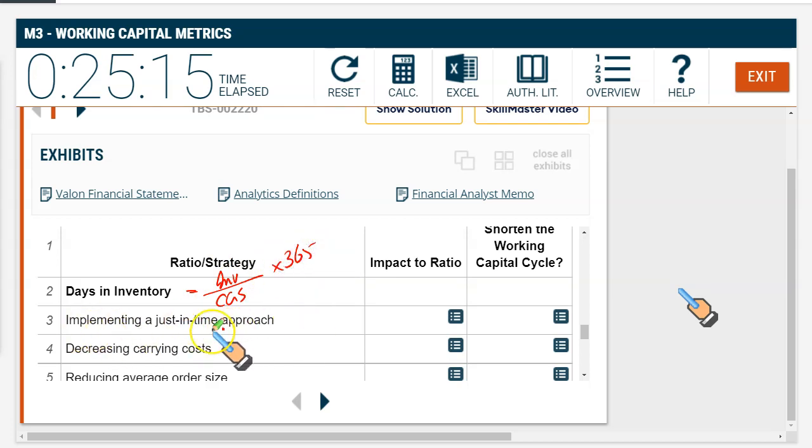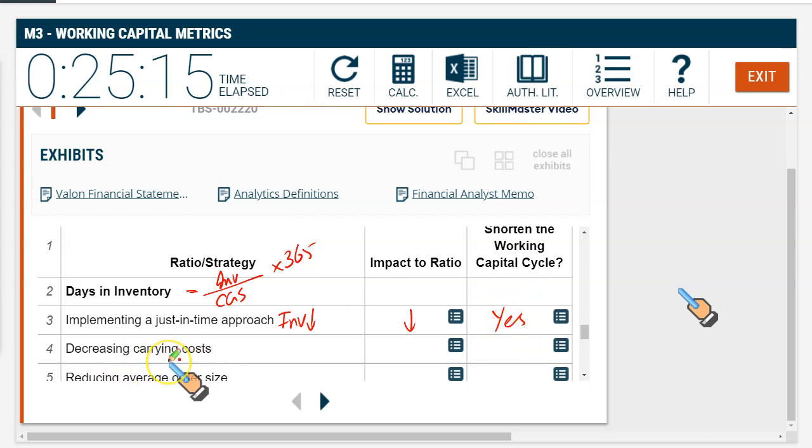So let's see how these strategies will affect the ratio and whether it will shorten the working capital cycle or not. Implementing a just-in-time approach, we will discuss in our subsequent modules. Just-in-time approach means you will purchase inventory when needed and not before. So it means your inventory is going to fall. Under just-in-time, you will buy only when you need it, so the inventory balance will fall, which means the numerator of this ratio will fall. If the numerator falls, the days in inventory will fall, so the ratio would decrease. Will it shorten the working capital cycle? Yes, since the days in inventory is an addition to the working capital cycle. If it falls, it will shorten the working capital cycle. So the result is going to be yes.